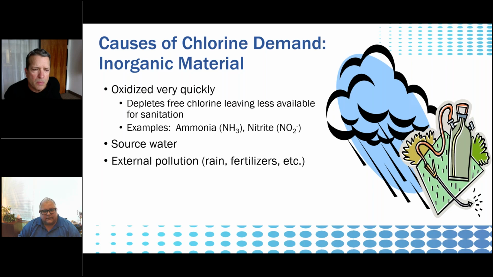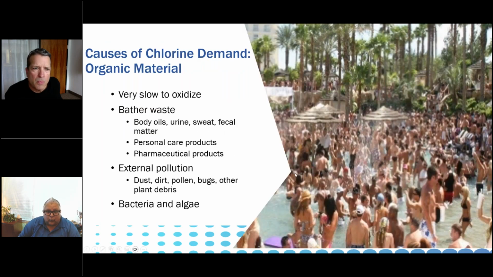A salt cell can only make chlorine so quickly. So when you get that big overload sometimes and you're trying to rely on the cell itself to produce enough chlorine to overcome all of that, it can be a very slow process, especially if the chlorine demand is caused by organics, which most of the time, quite honestly, a very big part of chlorine demand is organics. Organics are slow to oxidize. These are bather waste, body oils, urine, sweat, fecal matter, personal care products, pharmaceutical products, which come out of your sweat and in your urine. All of these things eat up a ton of chlorine.